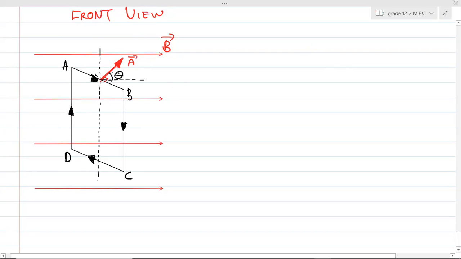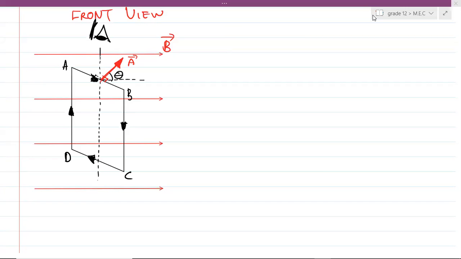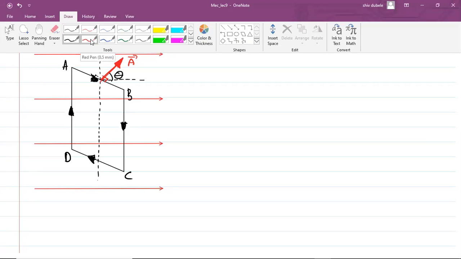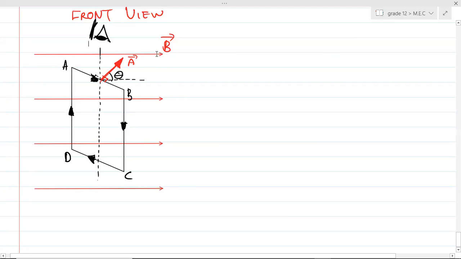So for making it clear, go to the top of this and observe from here. Guys, please observe from here. This should be your eye. Will you be able to observe from here? When you observe from here, will you be observing any change in the direction of the magnetic field? No, right? So the direction of the magnetic field will still be the same.